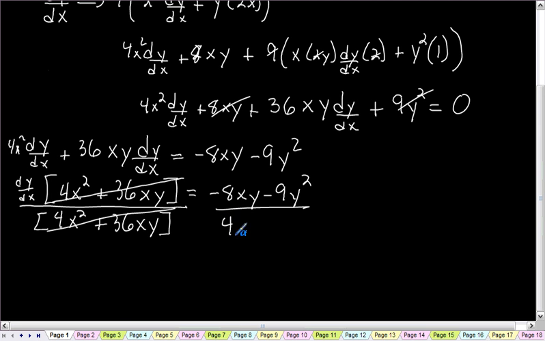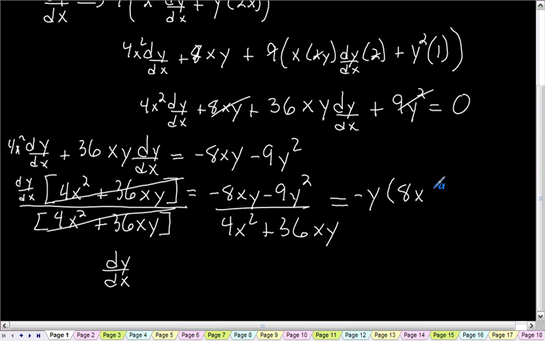So on this side I divide by 4x squared plus 36xy. That looks okay so far. I can probably simplify this side. On this side I'm left with just dy/dx, which is what I like. On the other side I can probably factor something out. On the top I can factor out a negative y.